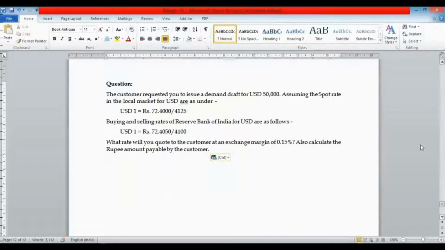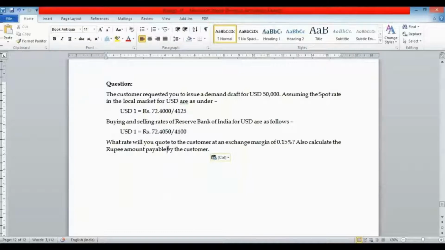Like in this problem, the customer requests you, where you is the bank, to issue a demand draft. That means the case is of telegraphic transfer for USD 50,000, and the spot rate is also provided to us. Then the buying and selling rate of the Reserve Bank is also given. What rate will be quoted to the customer with an exchange margin of this? Also calculate the rupee amount payable by the customer.